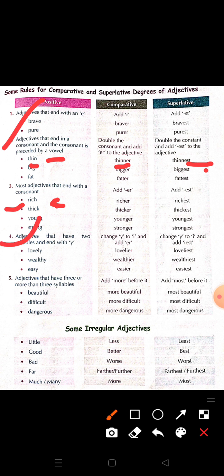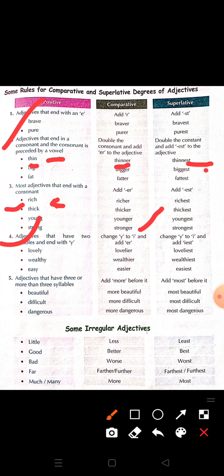Then adjectives that have two syllables and end with y. So two syllabic words like lovely, love-ly. So words which are having two syllables and the last letter is y. For this we change the y to i and add er. So lovely will become lovelier. And to make superlative, we will change y to i and we will add est, meaning iest. So it will become loveliest.